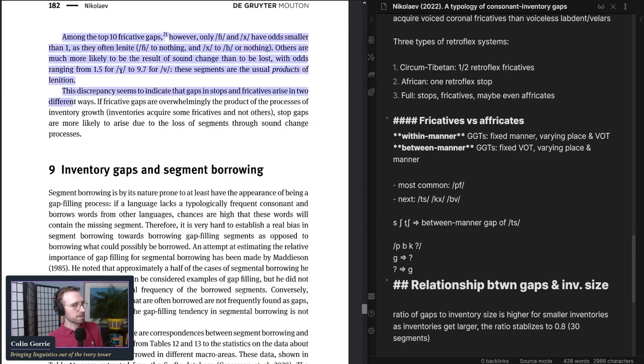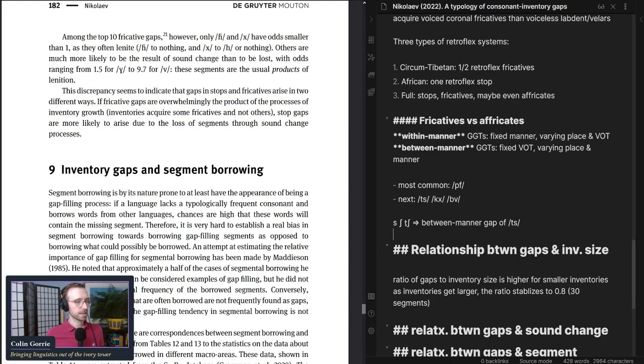So what is the conclusion that the paper draws from this? The discrepancy seems to indicate that gaps in stops and fricatives arise in two different ways. Fricative gaps are the product of inventory growth. Inventory is acquiring some fricatives and not others. Whereas stop gaps are more likely to arise due to the loss of segments. So that's an interesting hypothesis. Let's write that down because that's kind of cool.